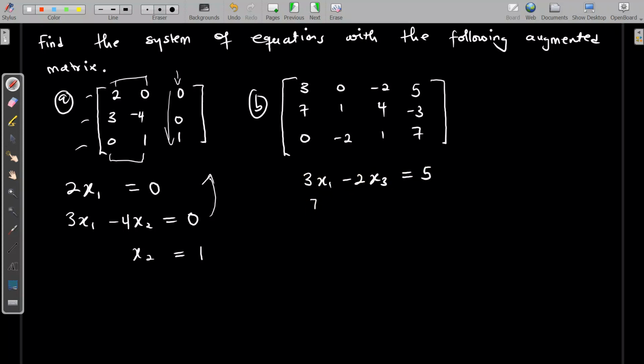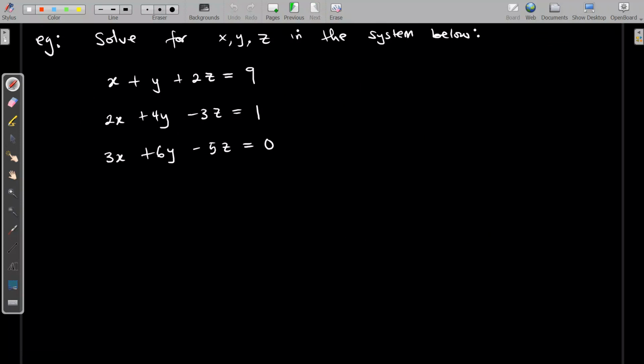I have another one: 7x1 plus x2 plus 4x3 is equal to -3, and I'm going to have -2x2 plus x3 to give me 7. Right, so this is the system that corresponds to the augmented matrix there. Okay, so now let's go to putting these things in practice.